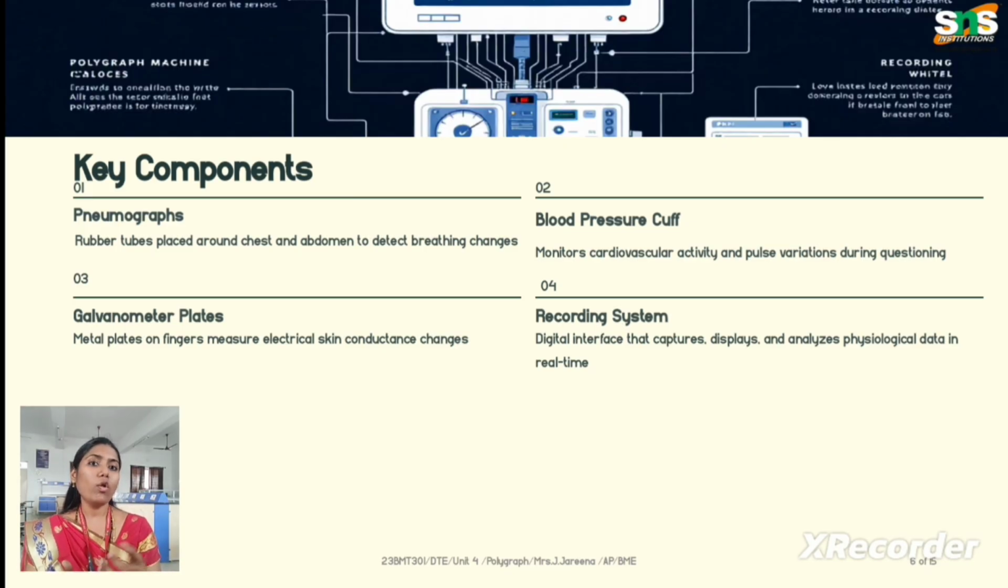And the galvanometer plate is going to assess the skin conductance changes. So that gives you the galvanic skin response based on the stress the person is having.